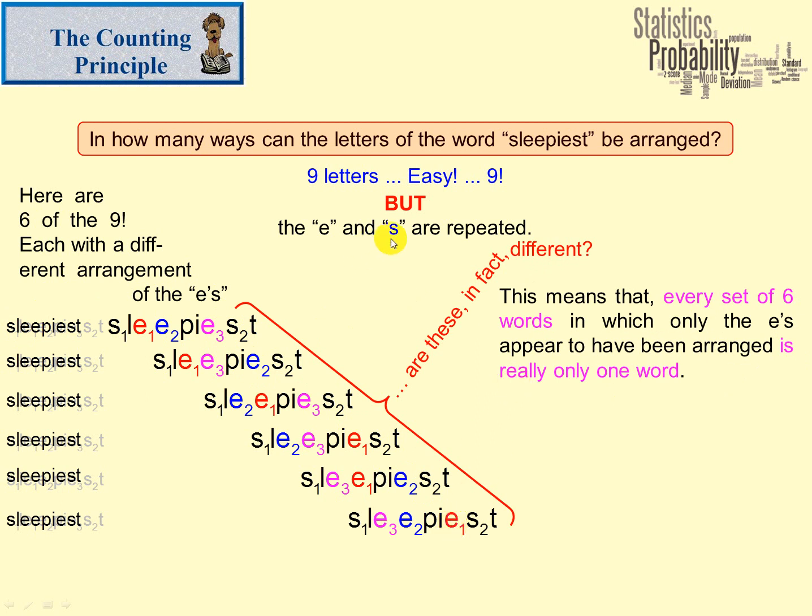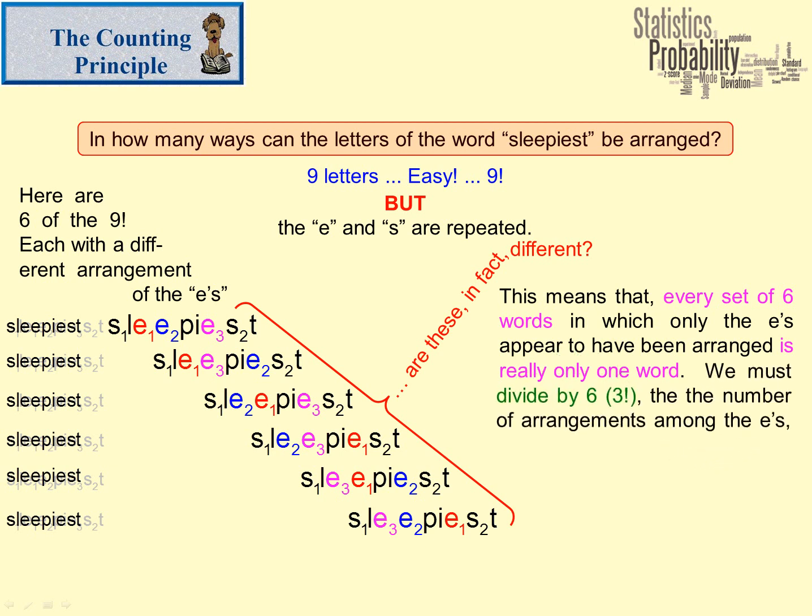And the same happens for the S's. Every set of 2 words where S's but nothing else appear to be arranged, it's only one word. So we're going to have to divide by 6, because instead of 6, that's 1. And so all the arrangements come in sets of 6, where every set of 6 is actually 1. So we must divide by 6, which is 3 factorial, the number of arrangements of the 3 E's.